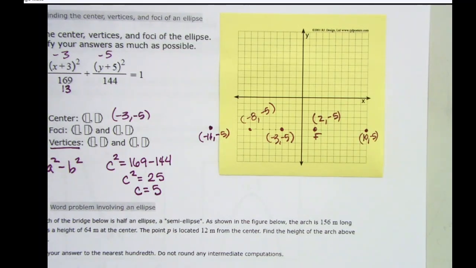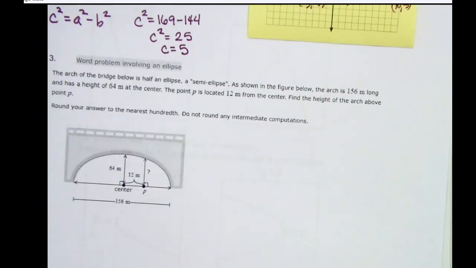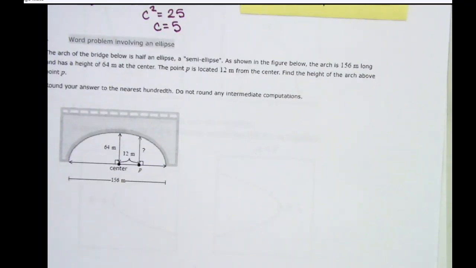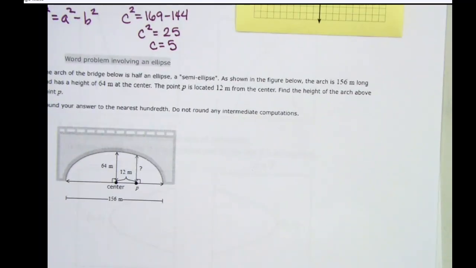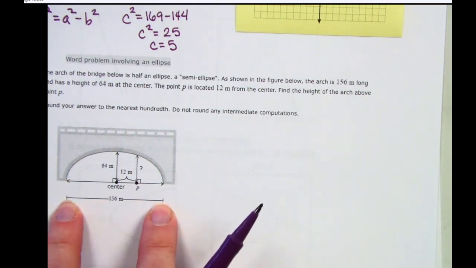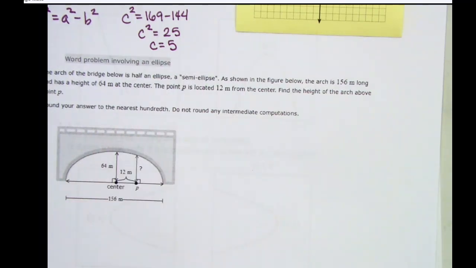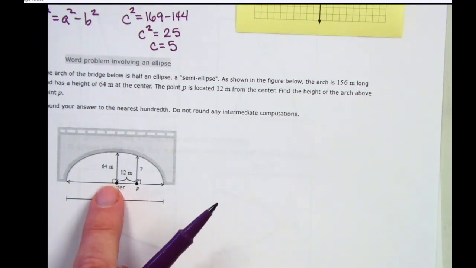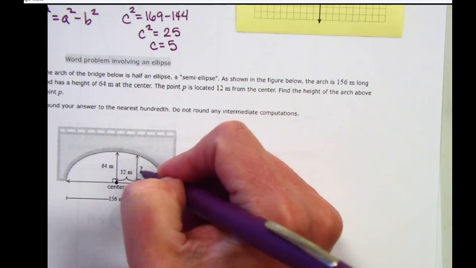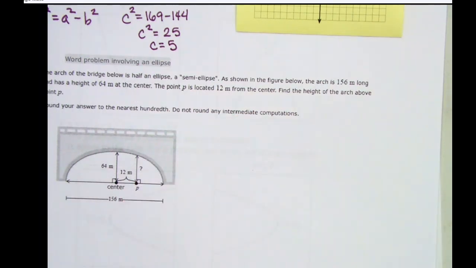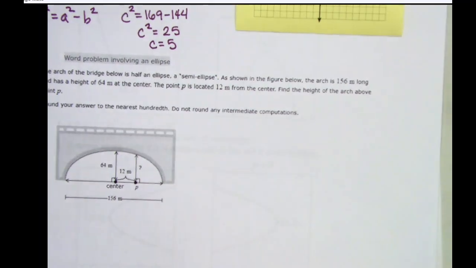Is this a story problem, Britton, that we didn't like? No, this one was okay. The arch of a bridge. Here it is, a semi-ellipse. It tells me that it is 156 meters long. At its highest, it's 64 meters at the center. And then I've got this point P. It says if you go over this far from center, it wants to know how far it is to the arch. So I need to come up with the equation of the ellipse represented.